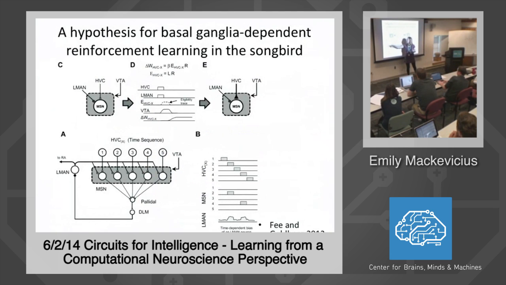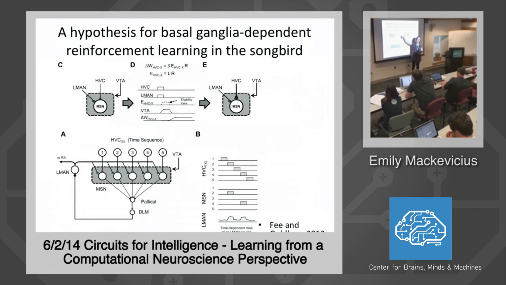Yeah, so this bias is going through LMAN. So again, here's the picture that I started off with, and remember, bias is going through LMAN, and I mentioned the eligibility trace, how we think it might happen in a little bit more detail.